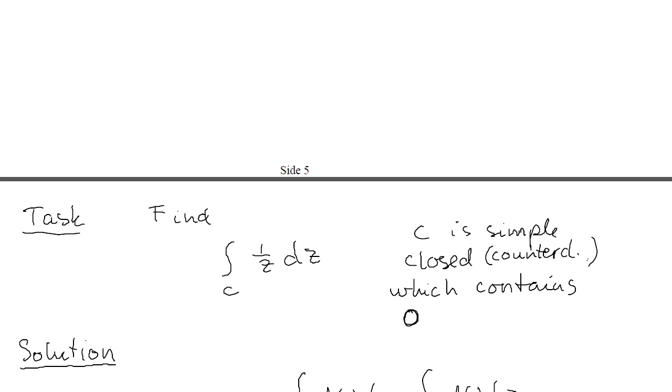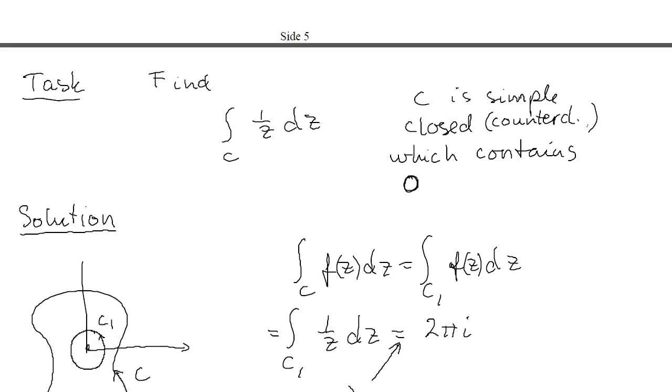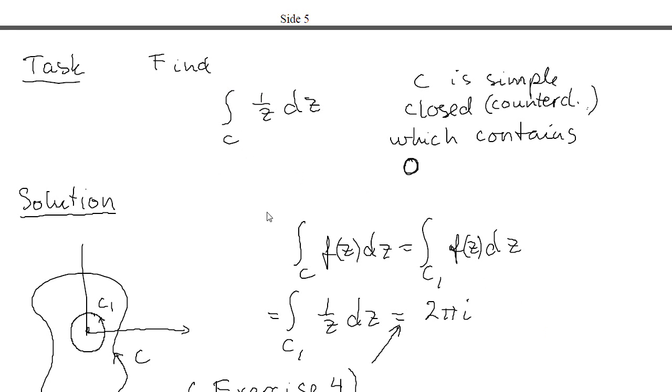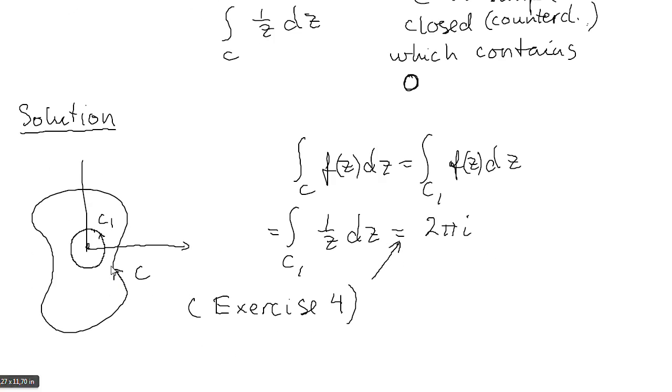Okay, what can we do with this theorem? It's very useful, in fact, because, for example, if we have a simple closed curve, any curve which is enclosing the origin, then we can take a circle here. It could be the unit circle or some small circle which is inside this large curve and which is enclosed by it. And the theorem tells us that the integral over this large curve is equal to the integral over this circle C1.